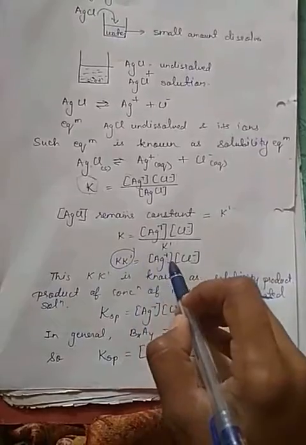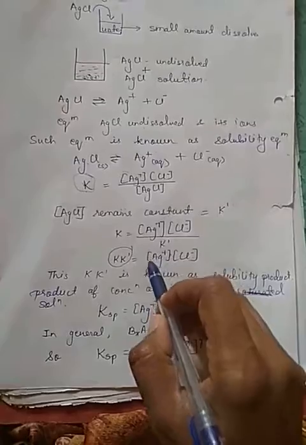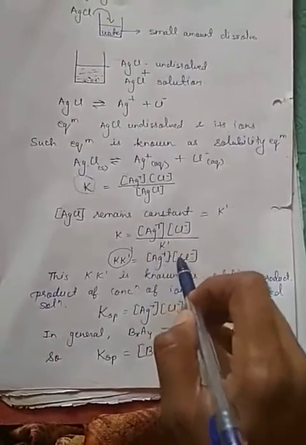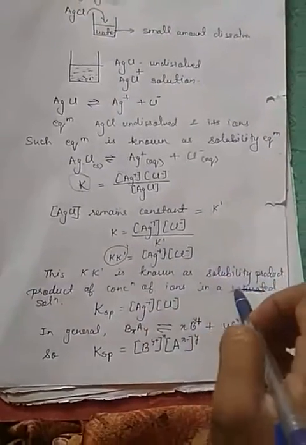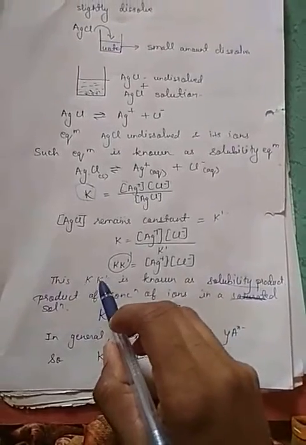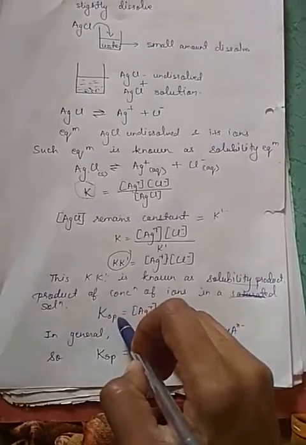What is solubility product? It is a product, that is multiplication, of concentration, where square bracket denotes concentration. So it is a product of the concentration of ions in a saturated solution, which is known as solubility product, K into K dash. This K into K dash is denoted by Ksp. SP is solubility product. So Ksp, the equilibrium constant of solubility product, is given by the product of Ag+ into Cl-. This is related to the example AgCl.